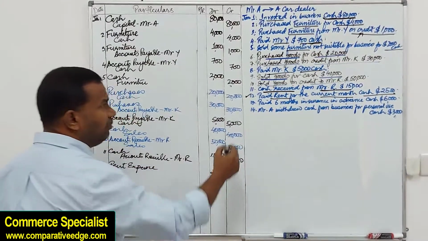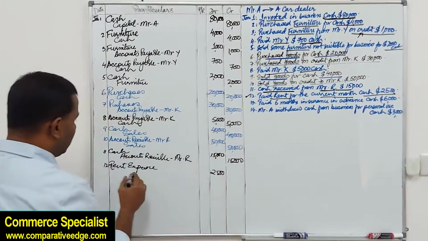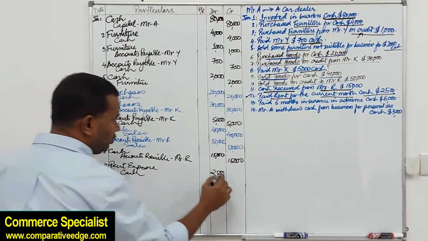2,500. And because you're paying cash, cash is going out of the business. Decrease in asset is a credit. So I'm going to credit cash 2,500.